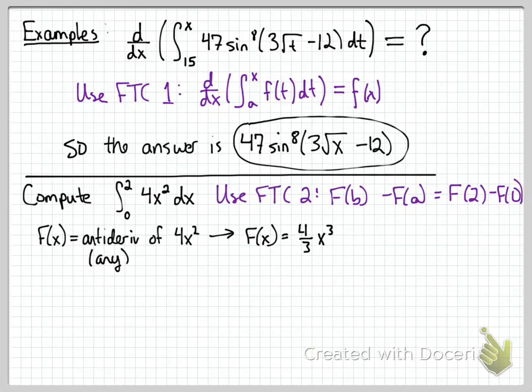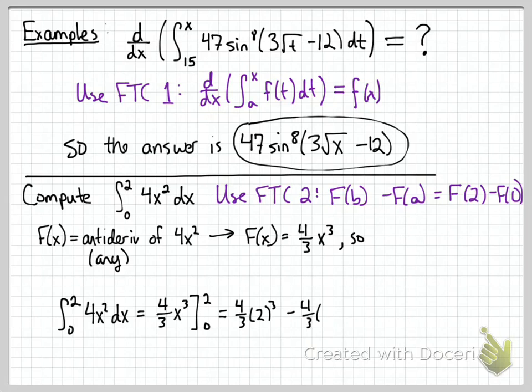So FTC2 says I just need to plug in 2 and 0 into that and subtract. The value of the definite integral is that antiderivative plug in 2 and 0, and this is the notation that we'll use. It means look at that function, plug in the top number, minus that function, plug in the bottom number. So that function, plug in the 2, minus that function, plug in the 0, and that's 32 over 3. So the value of that integral is 32 over 3 with no Riemann sums in sight.